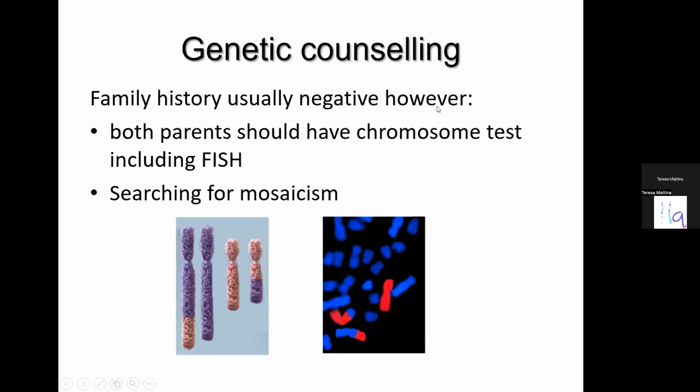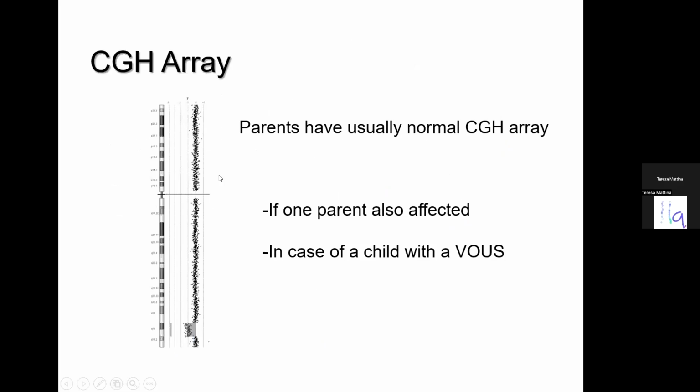Family history is usually negative. However, both parents should have chromosome tests, including FISH, to see if there is a balanced translocation, and maybe search for mosaicism. Parents would usually have a normal CGH array because they are not unbalanced, and CGH array can only see abnormal amounts of DNA. But if one parent is affected, they should have a CGH array.